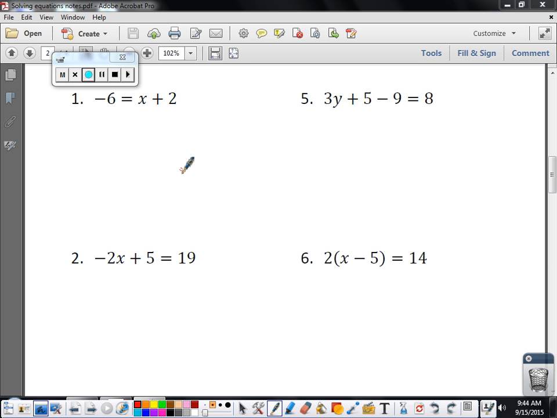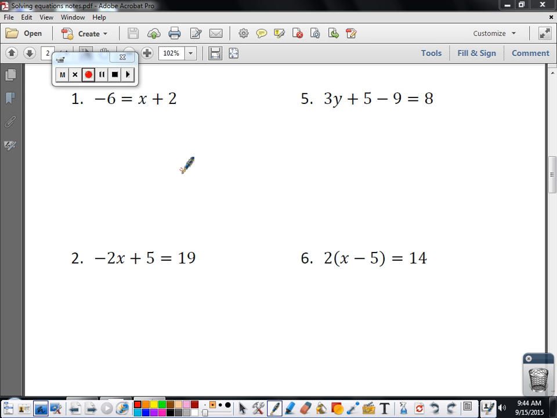I want x to be isolated. I want x to be all by itself. And right now, it's not. What is keeping x from being by itself right now? The plus 2 right next to it. I know that if I got rid of that thing, x would be by itself and I'd be done, right? So the question is, how do I get rid of that? I subtract 2.